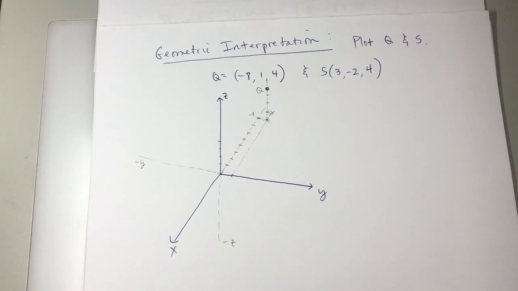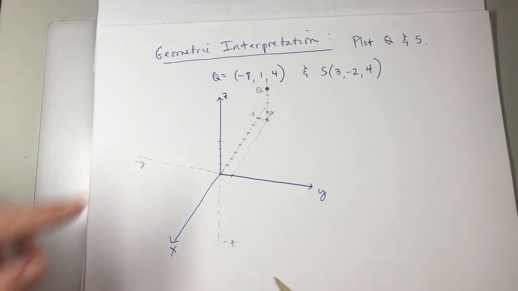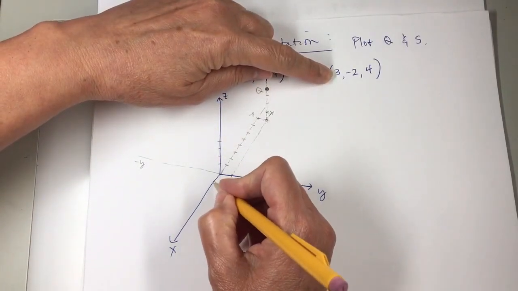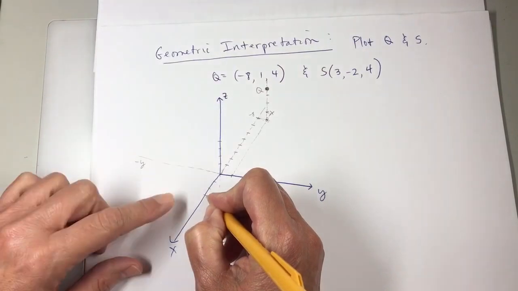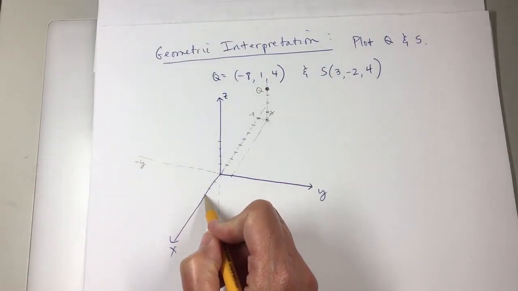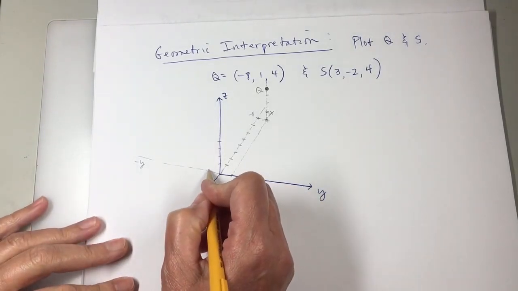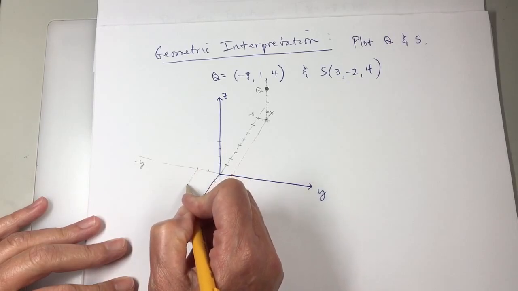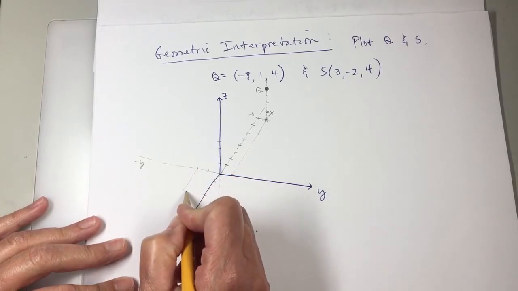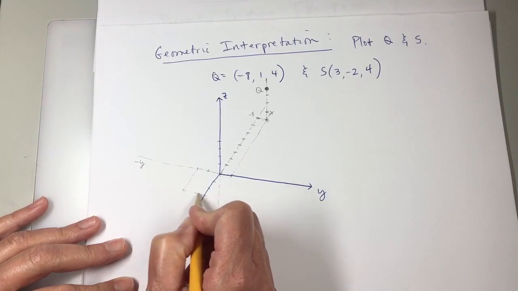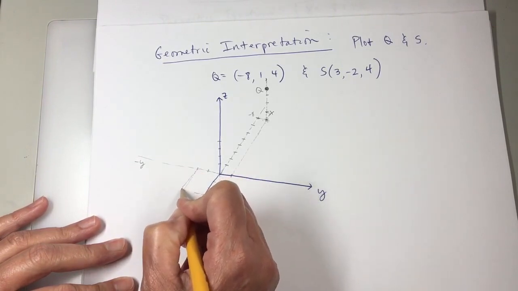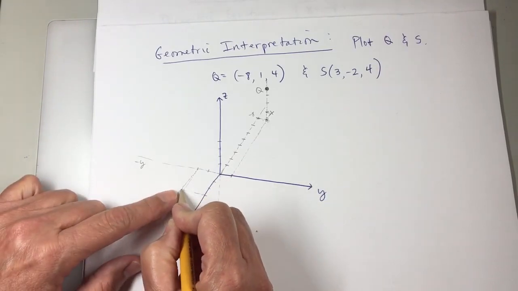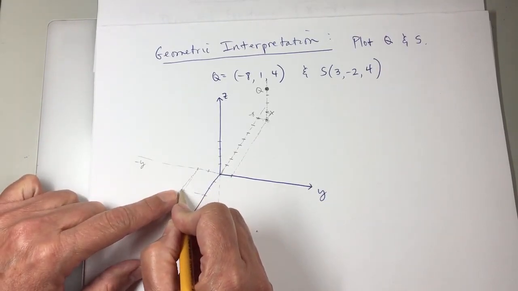Now let's plot point S. So S has 3 in the positive direction on x. So this point is 3, 0, 0. And then negative 2 on y, I go parallel to x, parallel to y. Let's put that, okay, right about right there. So that is 3, negative 2, 0.